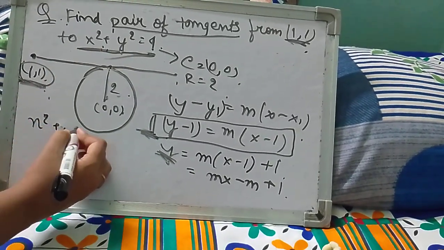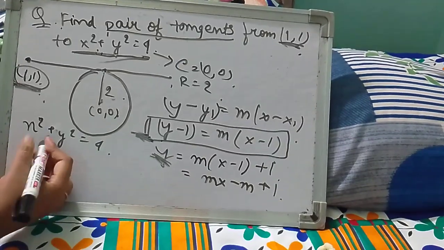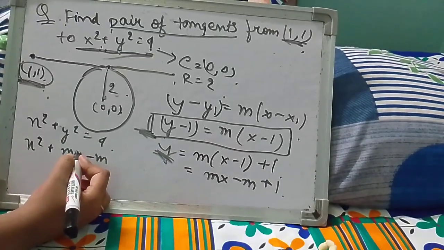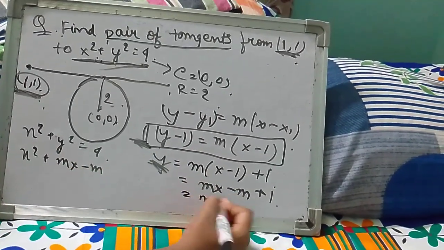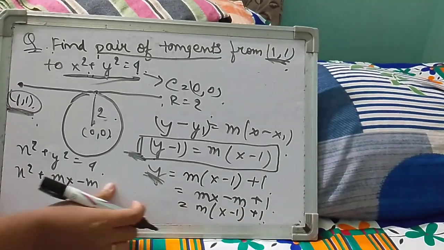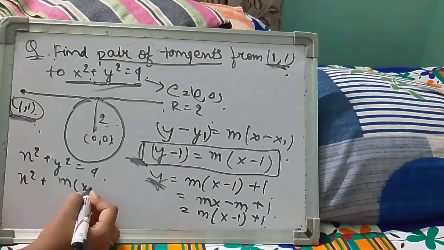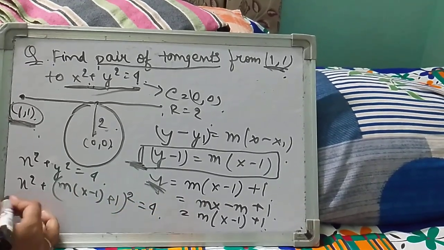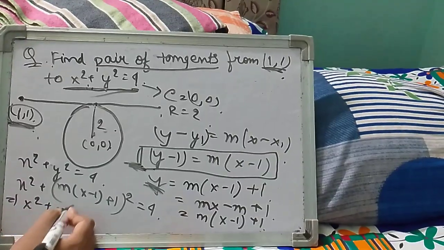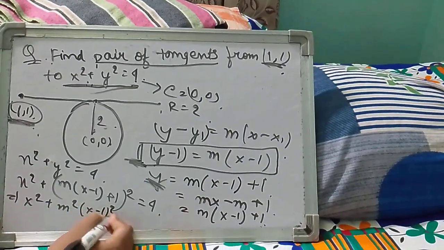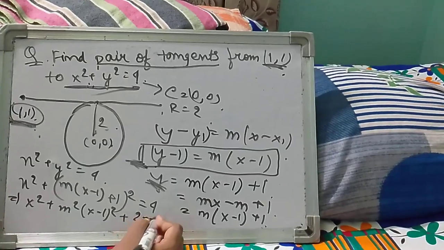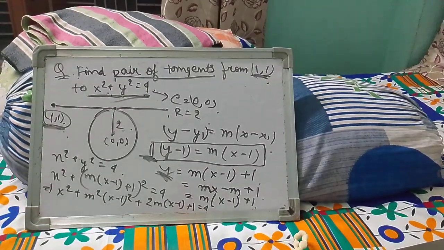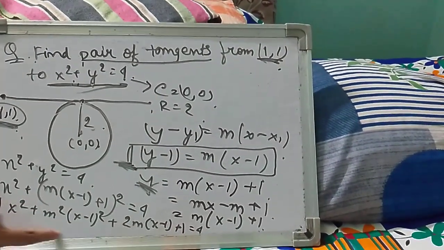x square plus y square equals 4. So x square plus (mx minus m plus 1) square equals 4. If we take m common, it becomes m(x minus 1) plus 1. So this becomes x square plus m square (x minus 1) square plus 2m(x minus 1) plus 1 equals 4. So the equation is this. Let's solve this equation further.